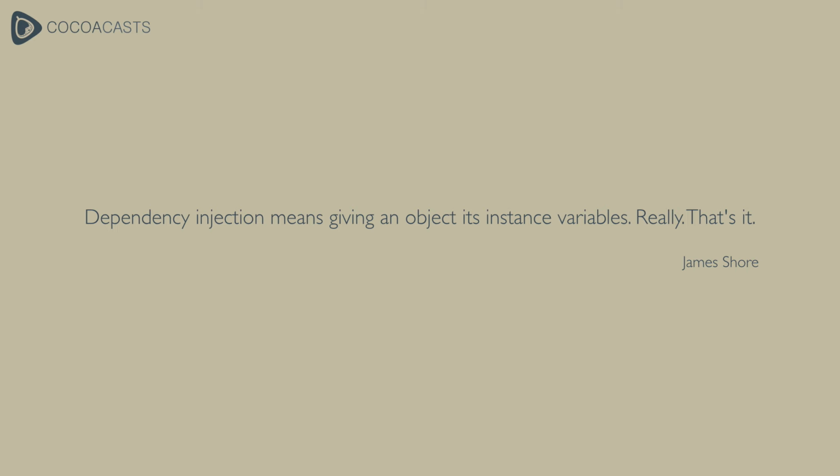Chances are that you already use dependency injection without realizing it. Dependency injection is nothing more than injecting dependencies into an object instead of tasking the object with the responsibility of creating its dependencies. Or, as James Shore puts it, you give an object its instance variables instead of creating them in the object. Let me show you what that means with an example.